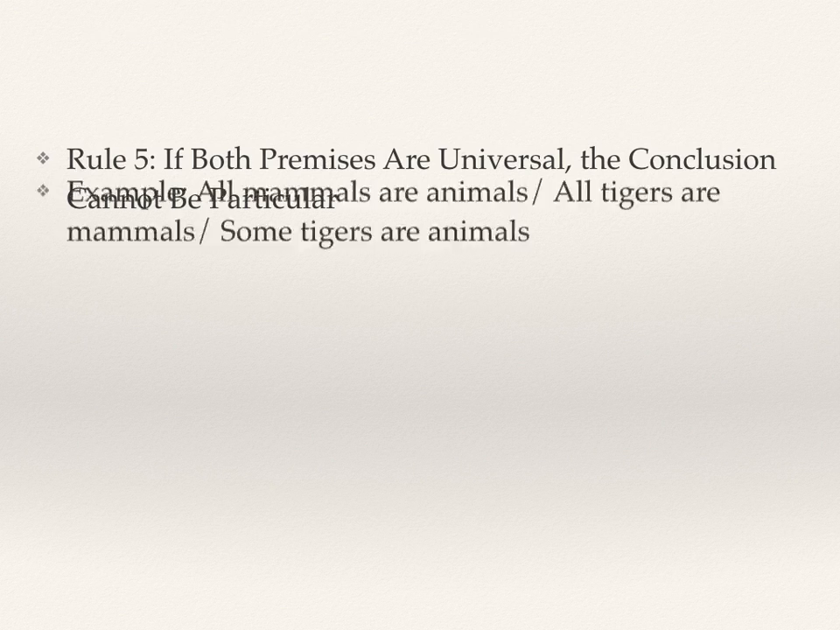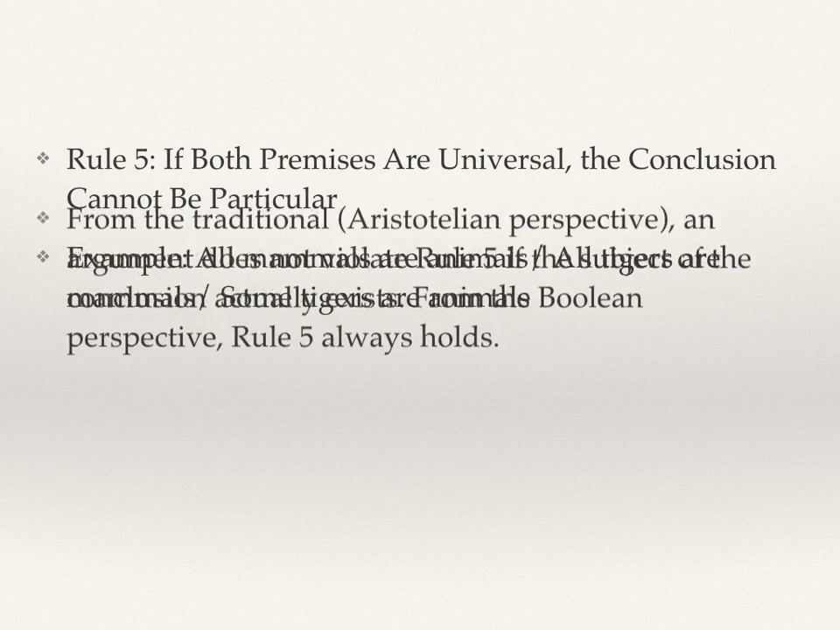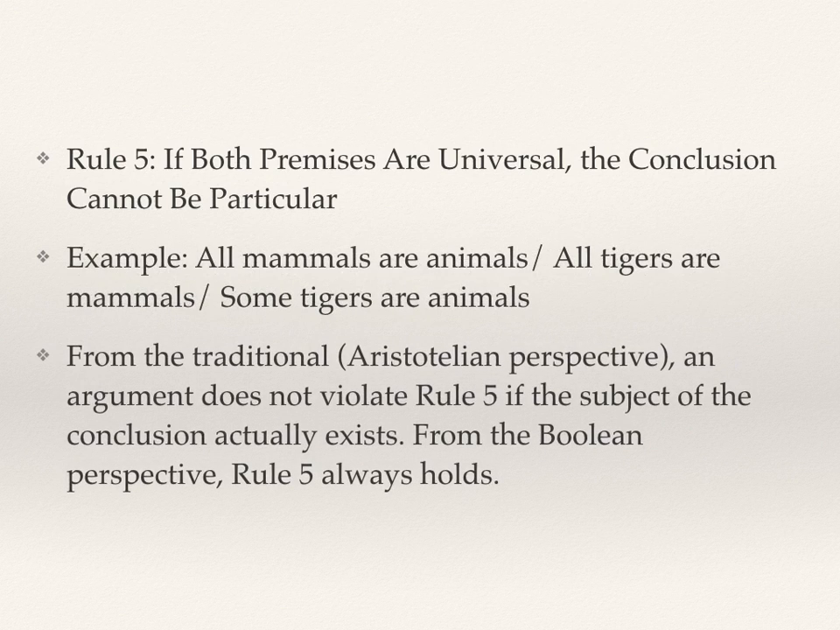Finally, rule number 5. If both premises are universal, the conclusion cannot be particular. So, for example, in the argument, all mammals are animals, all tigers are mammals, therefore some tigers are animals, we have 2 universal premises, but a particular conclusion. So that would not be valid. Now, from the traditional Aristotelian perspective, an argument does not violate Rule 5 if the subject of the conclusion actually exists, which would be the case in this example. But from the Boolean perspective, Rule 5 always holds.